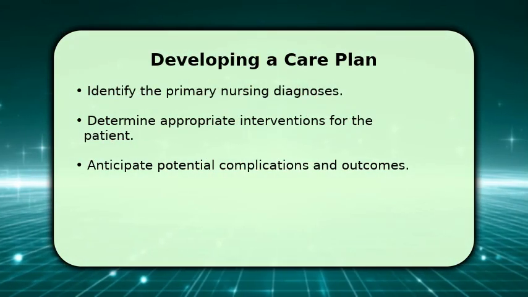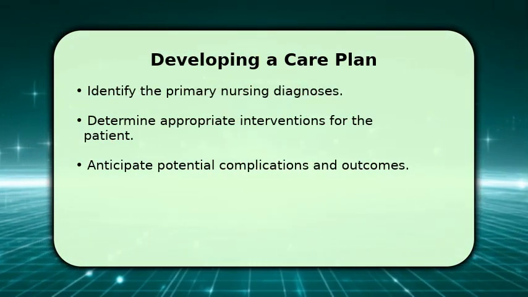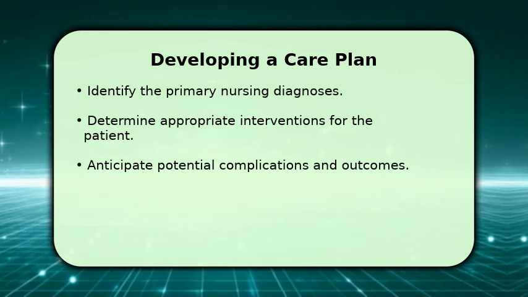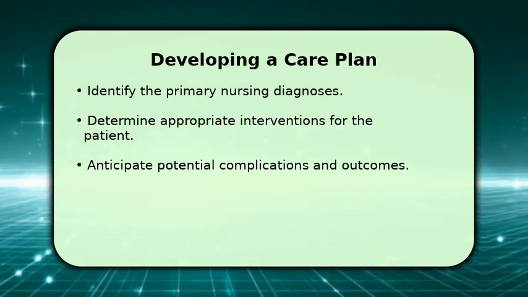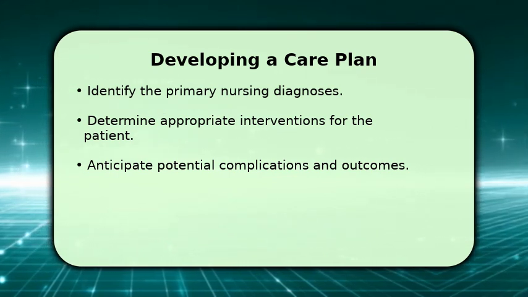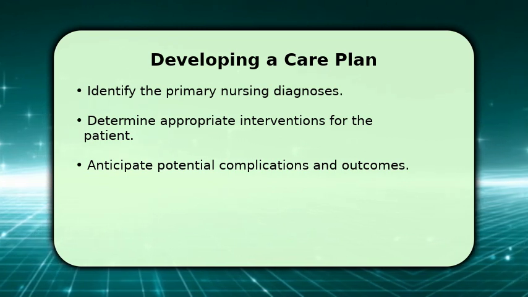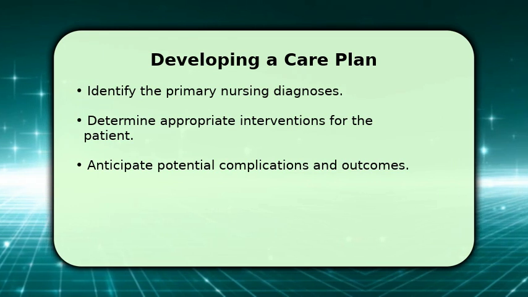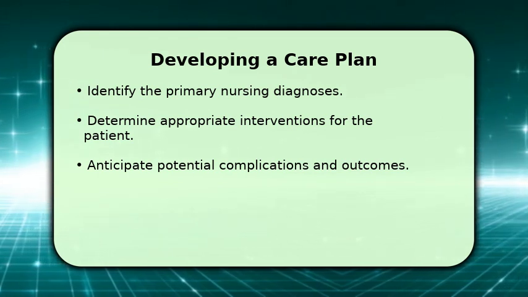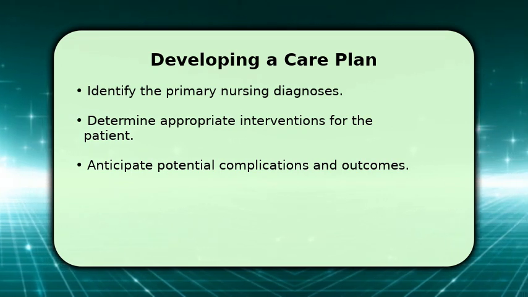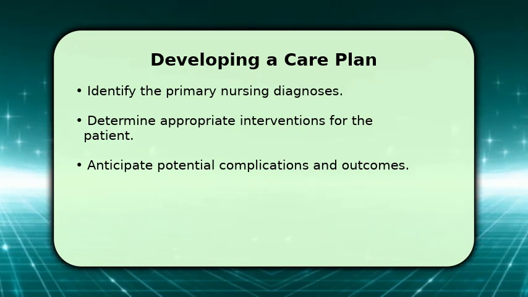After analyzing the scenario, the next step is to formulate a robust care plan. Start by identifying the most critical nursing diagnoses based on the patient's presentation. Then, determine the most appropriate and effective interventions, considering both immediate and long-term needs. Always anticipate potential complications and predict the likely outcomes of your chosen actions, ensuring a holistic approach to patient care.